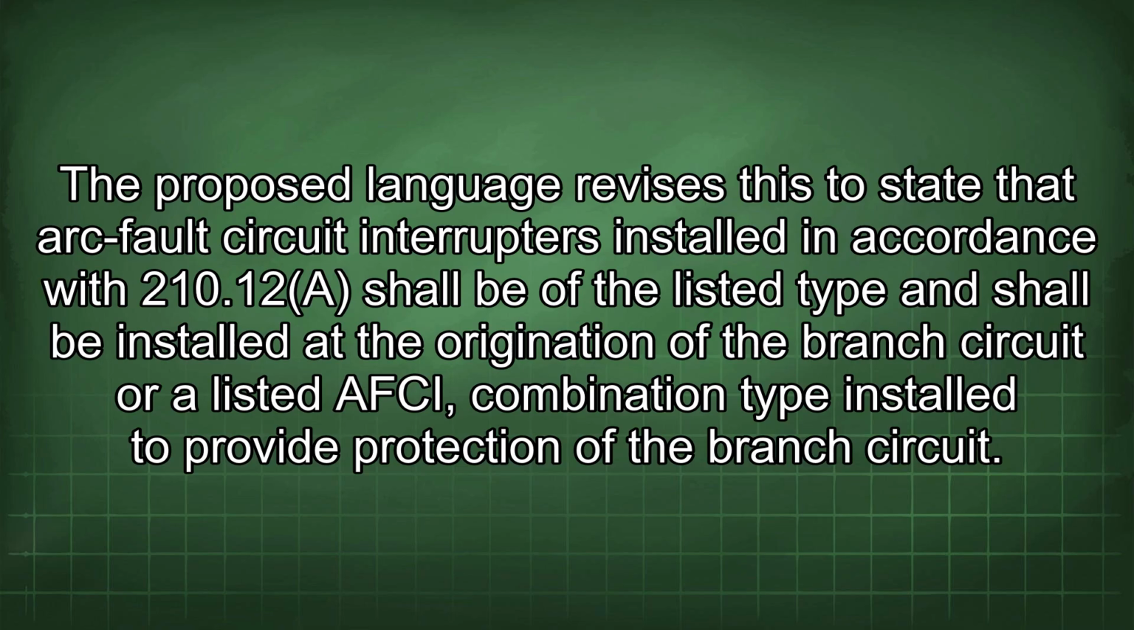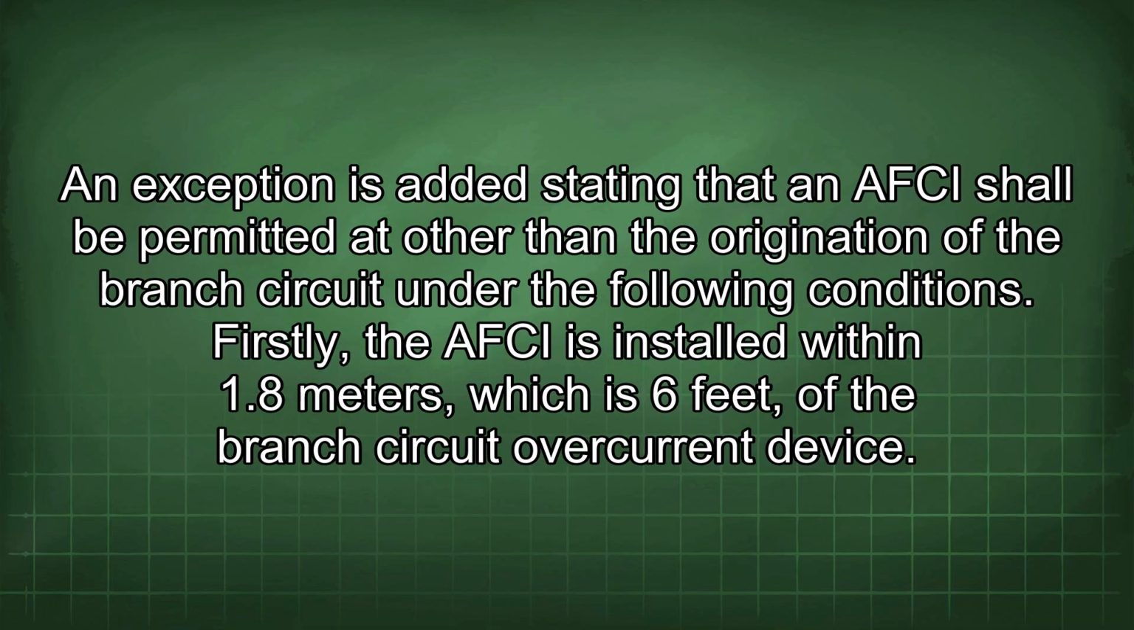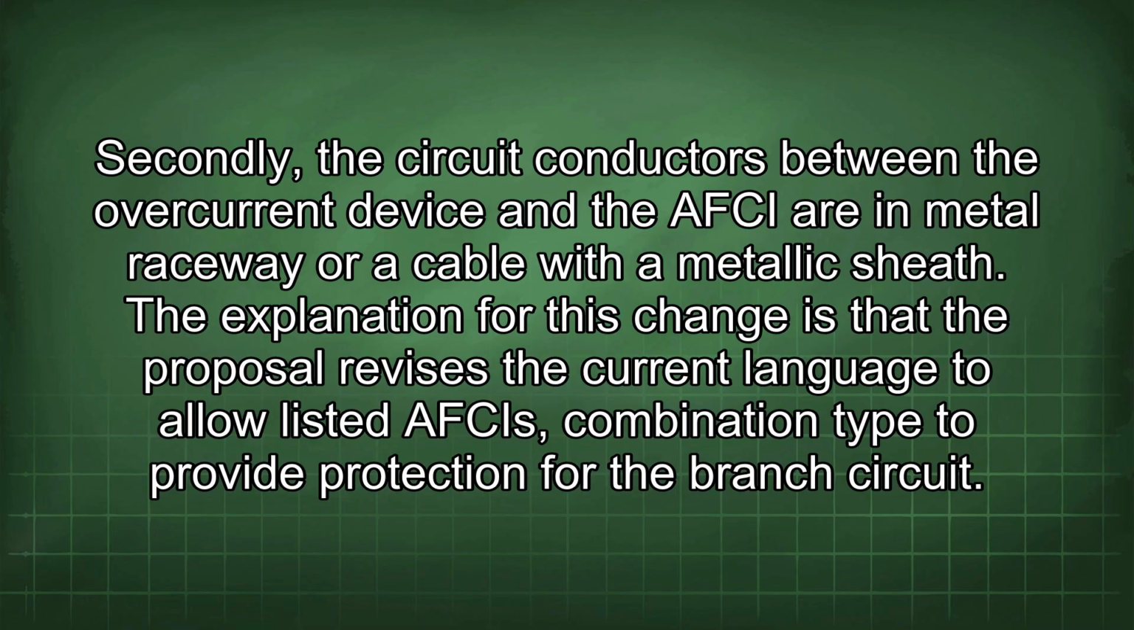The proposed language revises this to state that arc fault circuit interrupters installed in accordance with 210.12 shall be of the listed type and shall be installed at the origination of the branch circuit or a listed AFCI combination type installed to provide protection of the branch circuit. An exception is added stating that an AFCI shall be permitted at other than the origination of the branch circuit under the following conditions. Firstly, the AFCI is installed within 1.8 meters, which is 6 feet, of the branch circuit overcurrent device. Secondly, the circuit conductors between the overcurrent device and the AFCI are in metal raceway or a cable with a metallic sheath.